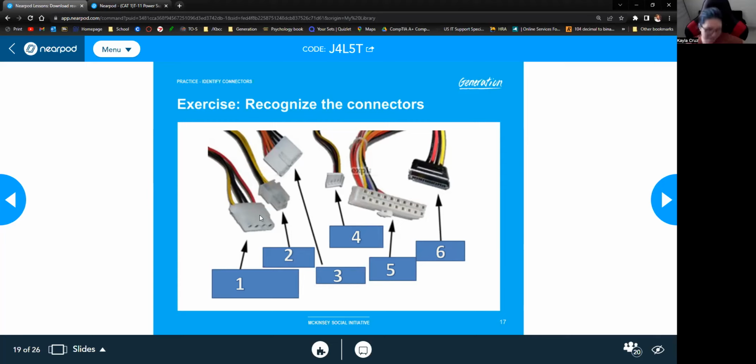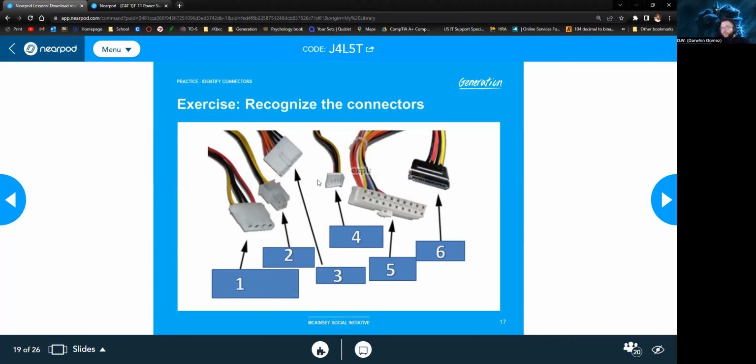It looks like this one, but it's smaller. IDE. It looks like this one here. The mini Molex. Yeah, we do use it for that. So we use the Molex for the IDE, and then we use the mini for the 3.5 and the floppy. But it's also a Molex. It's called a mini Molex.